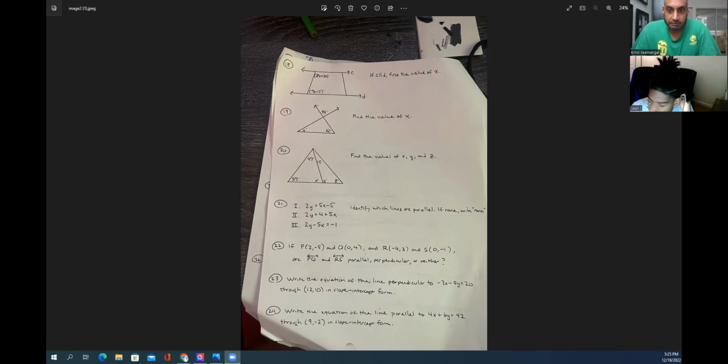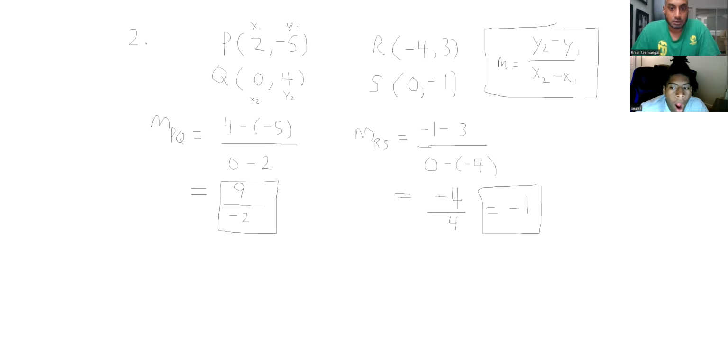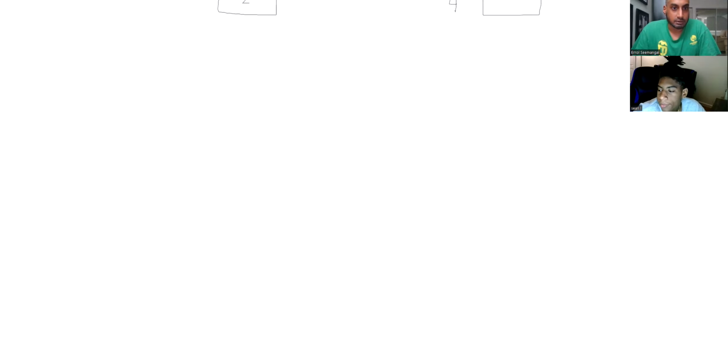Negative 3x plus 5y equals 20, okay. To find the slope, we have to solve for y here, right? So the next line would be 5y equals 3x plus 20. Now we just divide everything by 5 here. So y would equal 3 over 5 x plus 4.